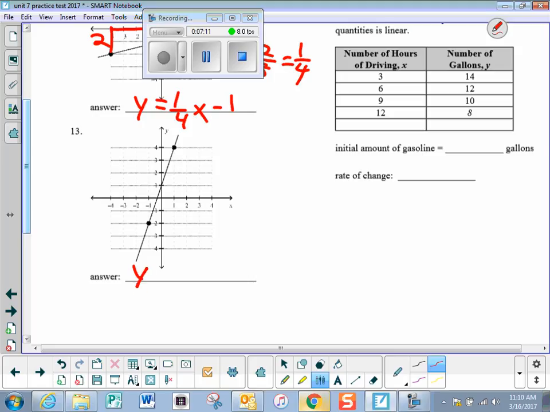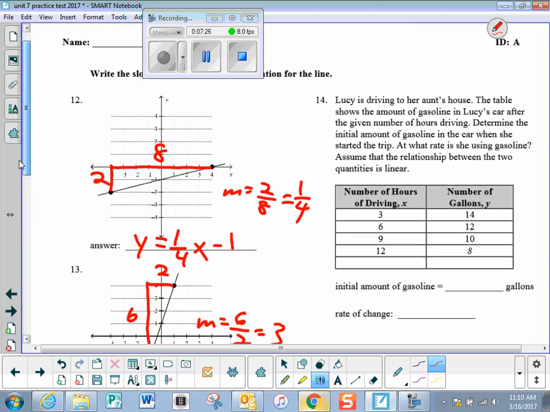Let's try it again. What is my slope? Rise 1, 2, 3, 4, 5, 6. Run 2. What's 6 over 2? 3. Y equals 3x. What's my y-intercept? 1. Piece of cake. Number 14.